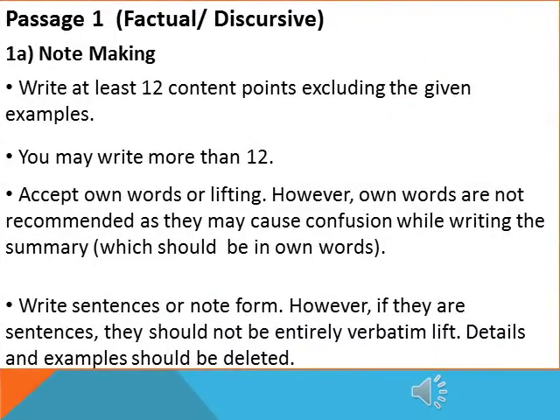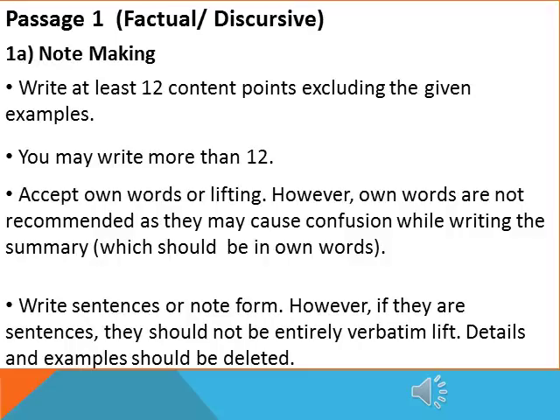In notes, you are required to extract at least 12 content points, excluding the two given examples, one for each theme. You're advised to write more than 12 content points in case any one of them is incorrect. You can get the marks for the extra points that you have mentioned. Try to give equal weightage to both the themes.